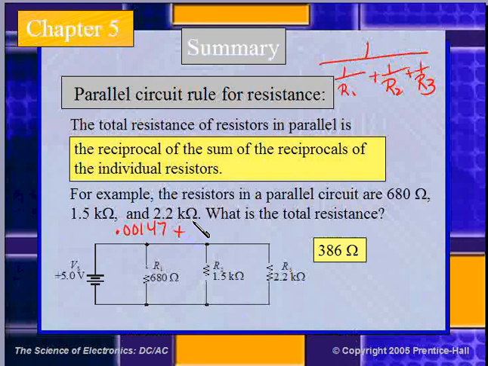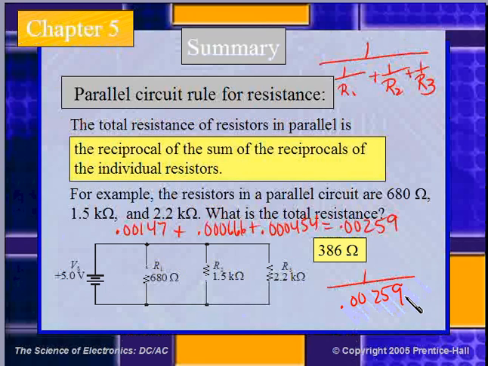1 over 1500 is 0.000666. And 1 over 2200 is 0.000454. So I add all the reciprocals up, and I get 0.00259, and the final step is to take 1 over 0.00259, which gives 386.